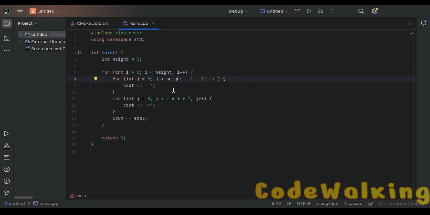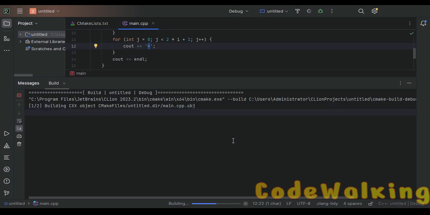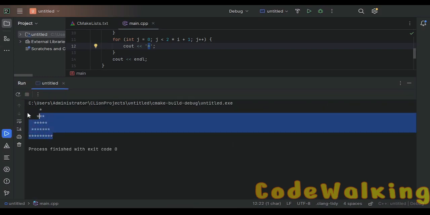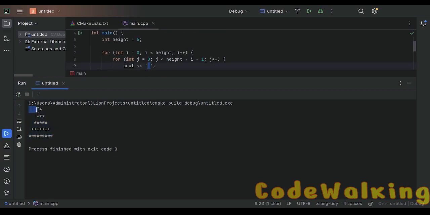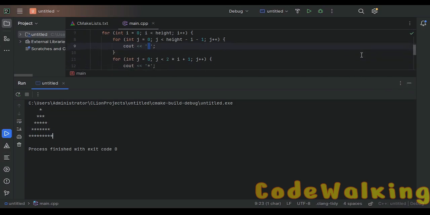So basically, while j is less than height minus 1, which is 5 minus 0 minus 1, which is going to be 4, it's going to give us a space. Okay, but this is going to give us the outer layer of it, which is 2 multiplied by i, this value, and then plus 1. Okay, so let's run. You can see these were basically to just give us the space over here. See, basically this is how we draw a triangle in C++.